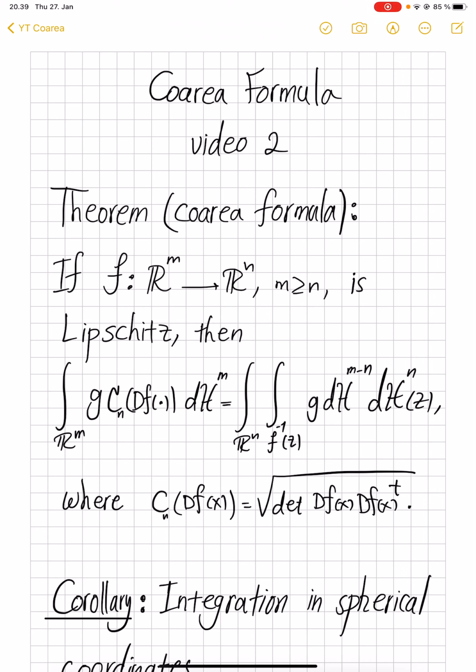Welcome back. Let's continue with our story of the Coarea formula. I repeat the theorem for a reminder.